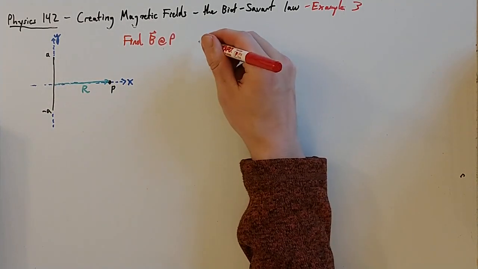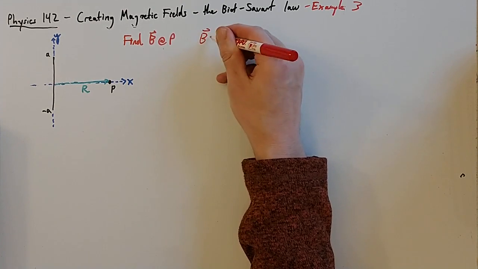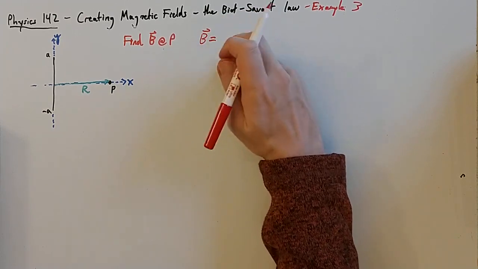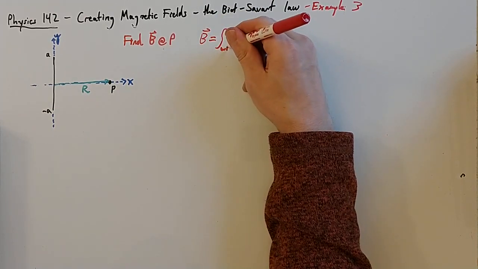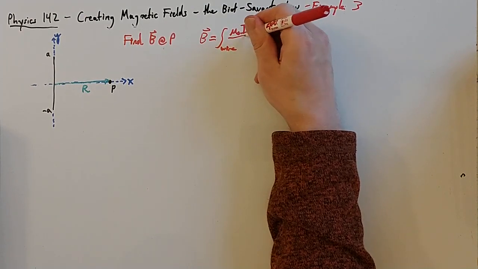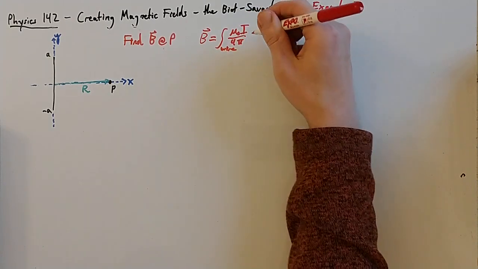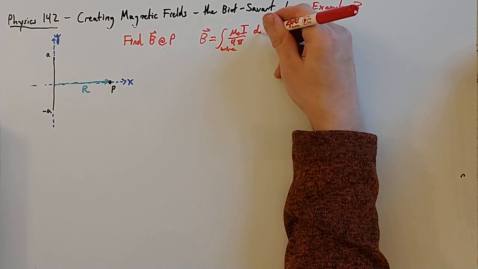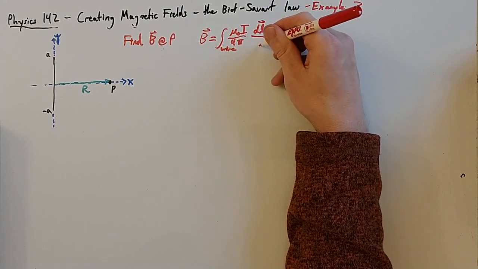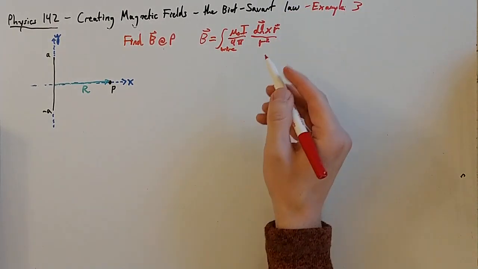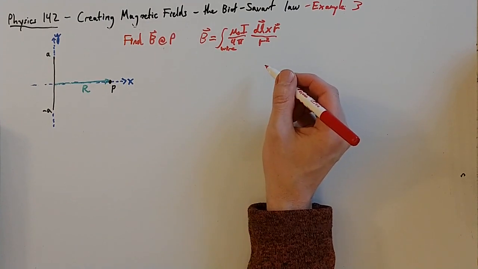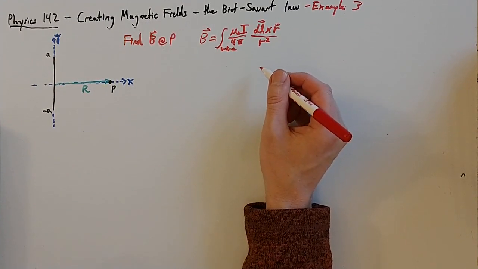So let's write down Biot-Savart. Biot-Savart says that B is equal to the integral over our whole wire of mu naught times I over 4 pi times dl cross r hat, both of those being vectors, divided by little r squared, the distance from our little piece of current to the spot P. So let's dive right into it.